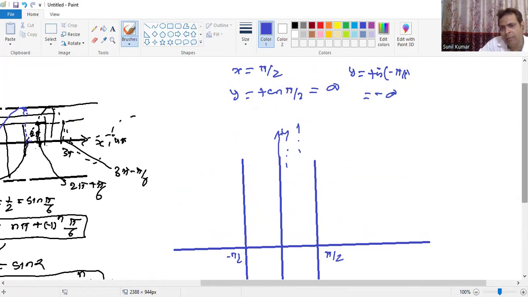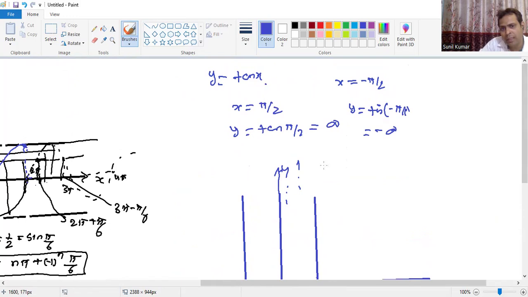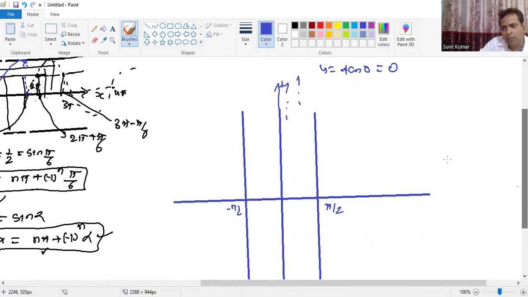And here you can see x is 0. So y equal to tan 0 is 0. By putting x as 0 we get tan 0, which means your graph is going to pass through the origin. It starts at the origin and goes to infinity once we increase the angle.